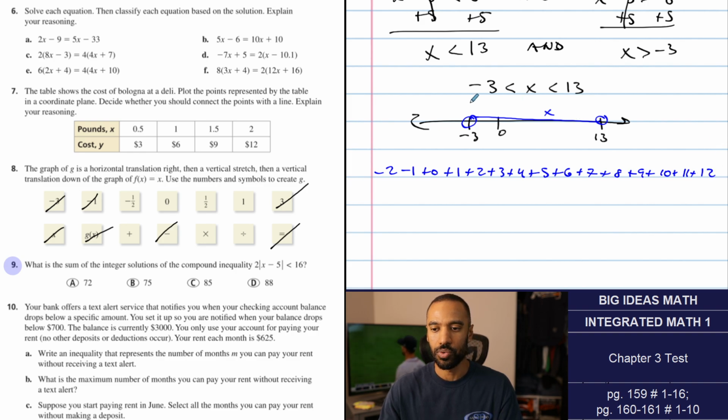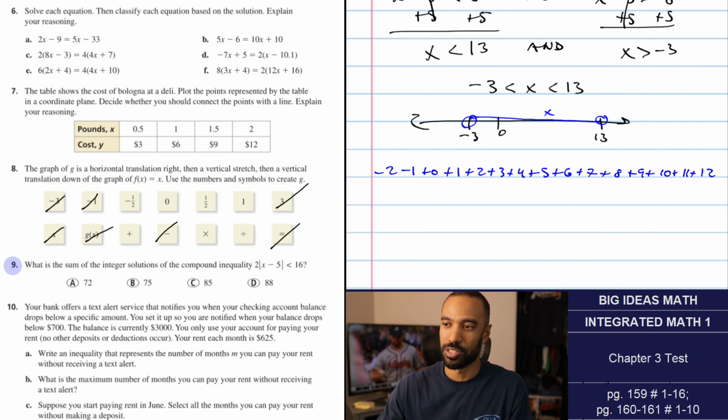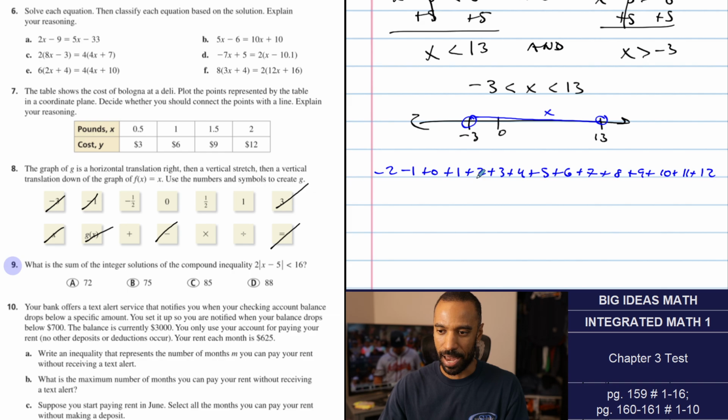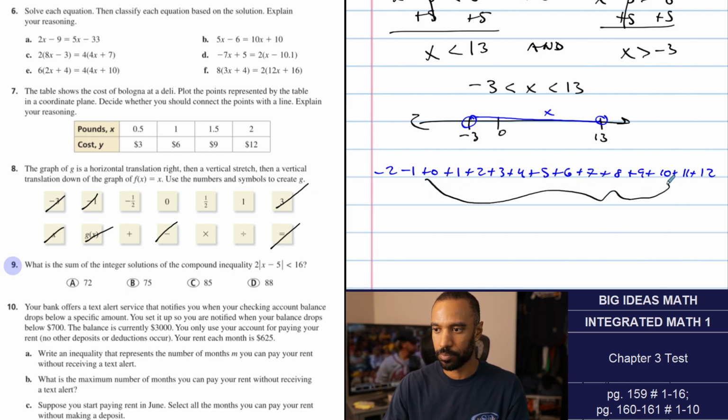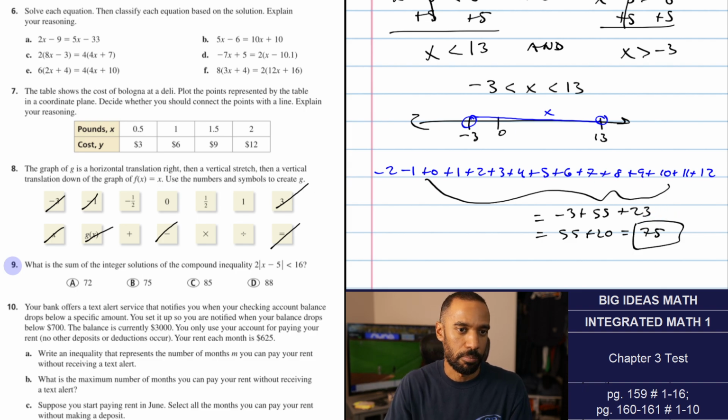Now, there are ways to do this more quickly that you wouldn't know for another couple years when you do arithmetic series. I do happen to know that adding 1 through 10 together gets you 55, so the 0 is a part of that. So these are 55. This is something I've done a lot before. 11 plus 12 is 23, and negative 2 minus 1 is negative 3. So all these together, negative 3 plus 23 is 20. So 55 plus 20 is 75. And 75 is option B.